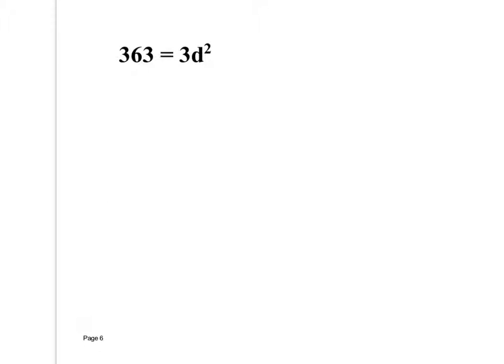I want you guys to work this problem out. 363 equals 3d squared. I always want to get the d squared by itself. I can't put a radical sign above it until it's by itself. So I have to divide both sides by 3. All right, that cancels that out, so I'm left with d squared.